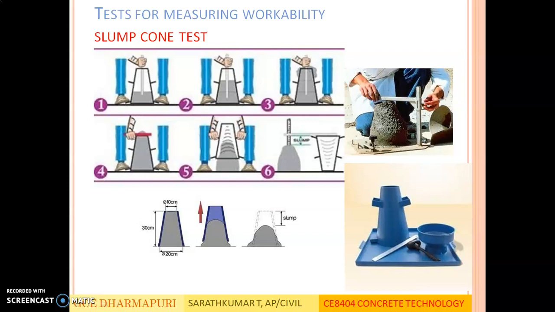Once that is done, in the fifth step, the cone is lifted smoothly so that it does not disturb the concrete inside. Once you take out the cone, as you can see in the sixth step, the concrete slumps from its original position. Based on how much height it has slumped, it is called the slump value, and the nature in which it slumps, the slump characteristics, is classified into 3 types: true slump, shear slump, and collapse slump. Normally, true slump is required for all constructional purposes.